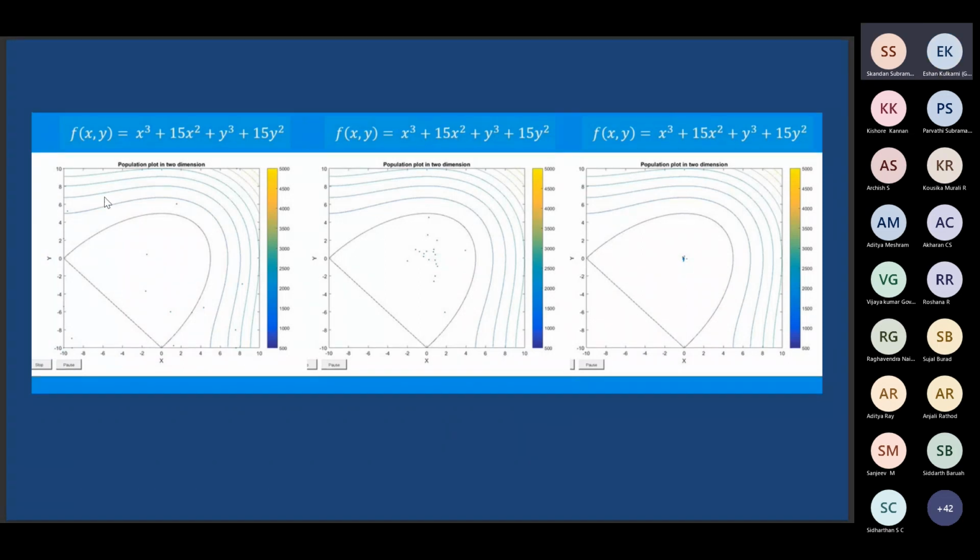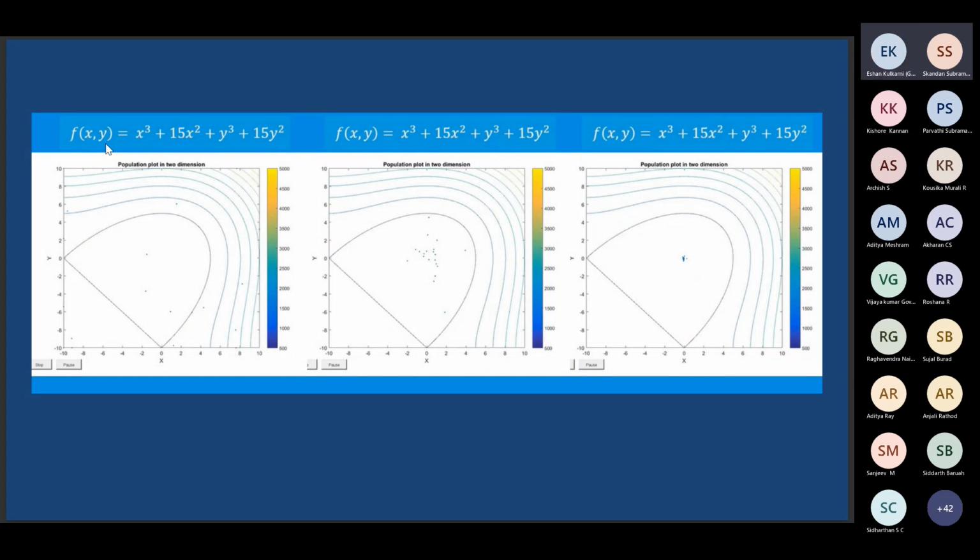So again, we'll consider the previous function as the cost function and x and y as the variables. Initially, you can see some small blue dots dispersed on the graph. And again, we know the minima is (0, 0).